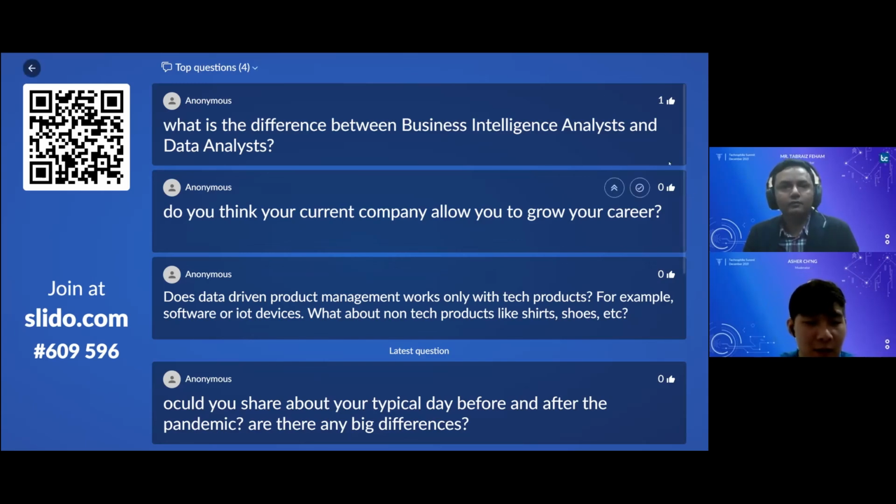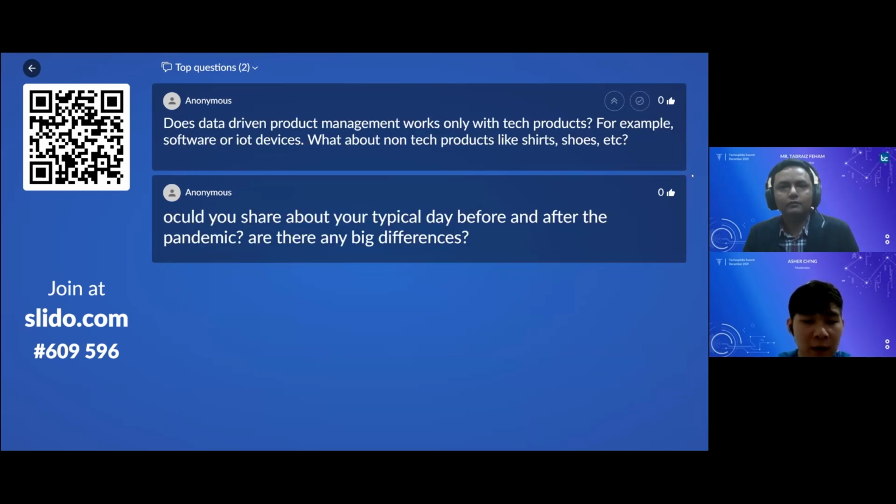So does data-driven product management work only with tech products, for example software or IoT devices? And what about non-tech products like shirts, shoes, etc.? Yeah, absolutely. Sorry, I have been too centric on digital products, but the data-driven approach applies to all kinds of industry. It doesn't matter whether it's an iOS device, IoT solution, or digital solution. It applies to all kinds of solutions, all kinds of products, and all kinds of applications.